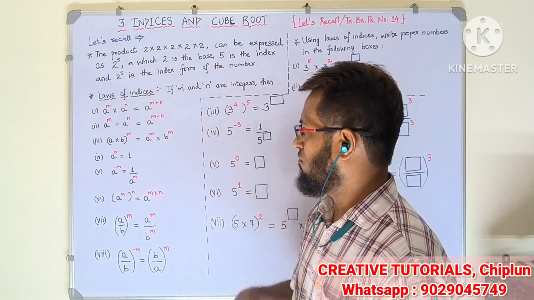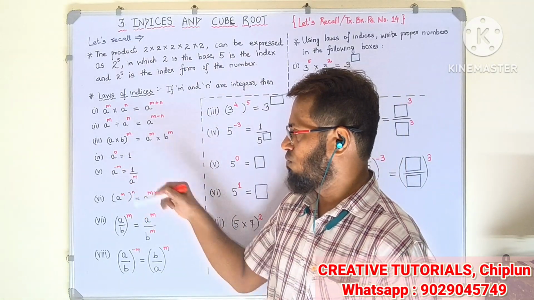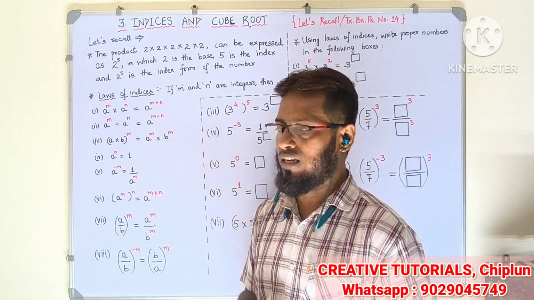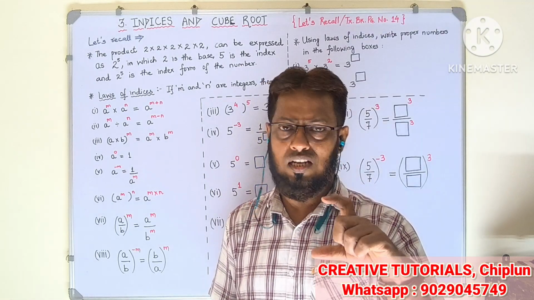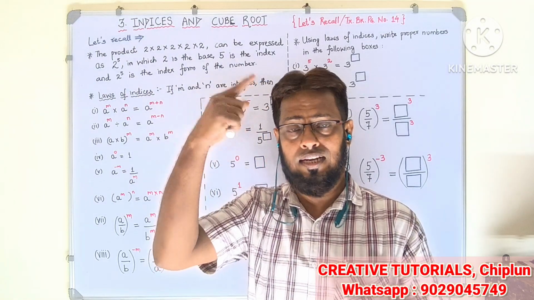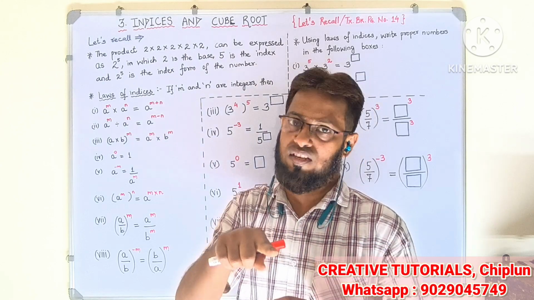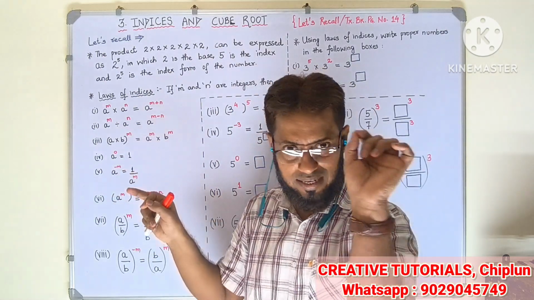Then comes our fifth law, a raised to minus m is equal to 1 upon a raised to m. When we have one number such that its power or index is negative, you can see minus m, so this minus is negative.